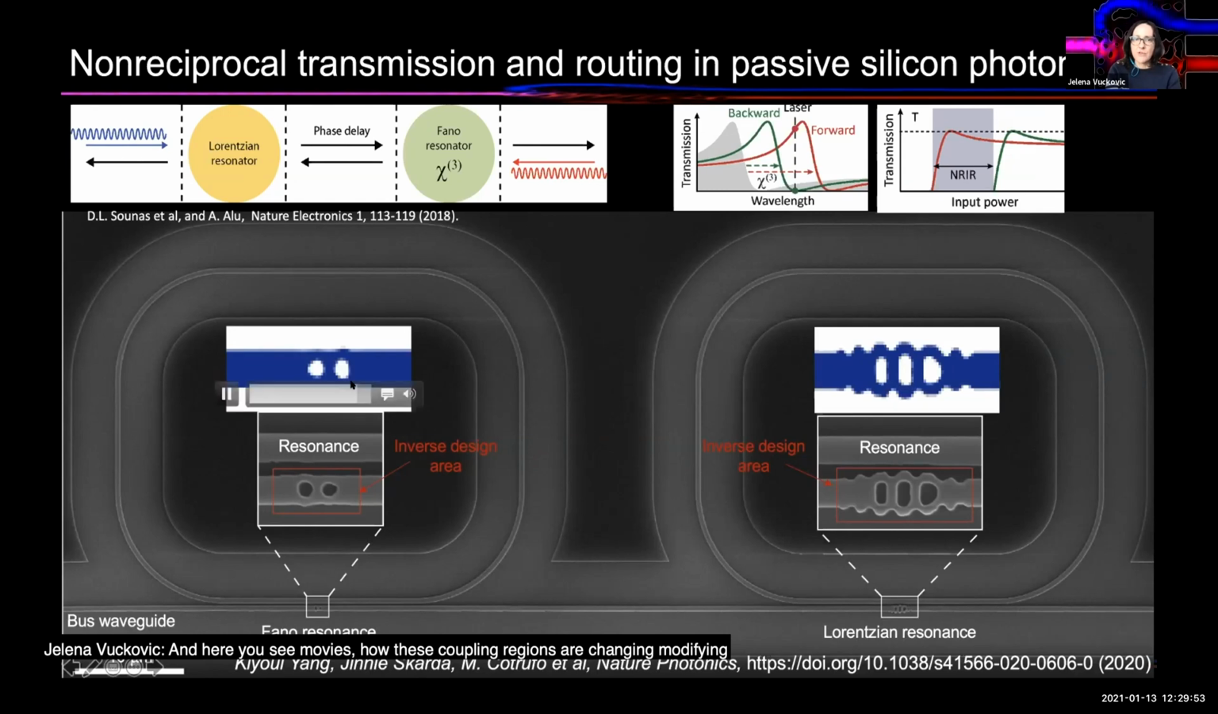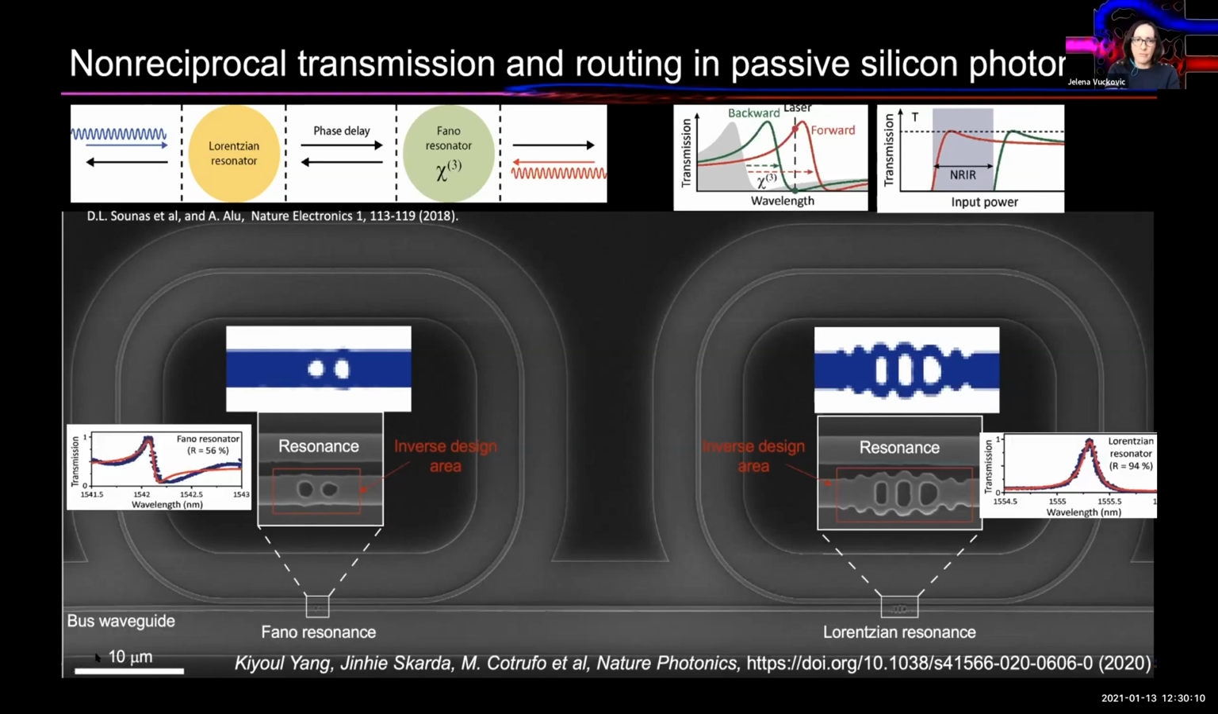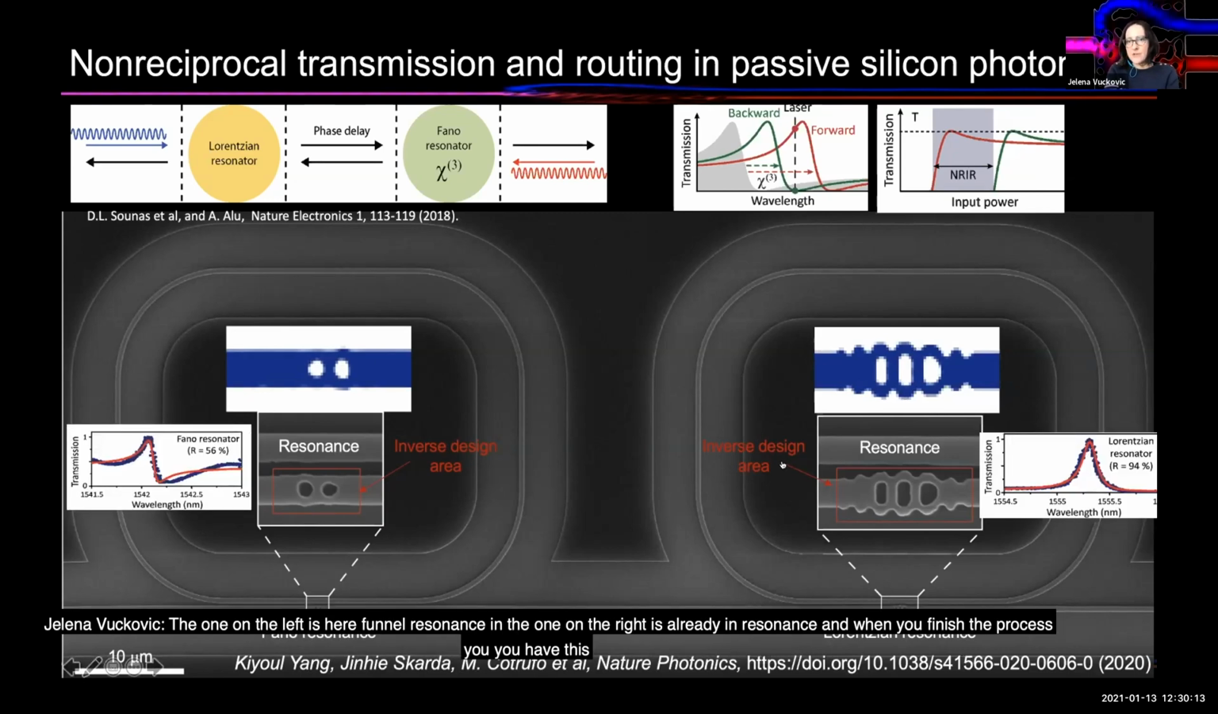And here you see movies of how these coupling regions are changing, being modified as a function of optimization, while satisfying, again, minimum feature sizes and fabrication constraints. The figure of merit here is a particular transmission efficiency and a particular profile of transmission. The one on the left is a Fano resonance, and the one on the right is a Lorentzian resonance. When you finish the process, you have this layout that you need to fabricate, and fabricated pictures are also shown, and measured transmissions are also shown, and they satisfy our designed behavior.